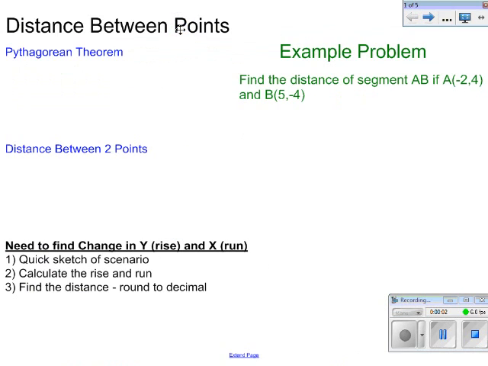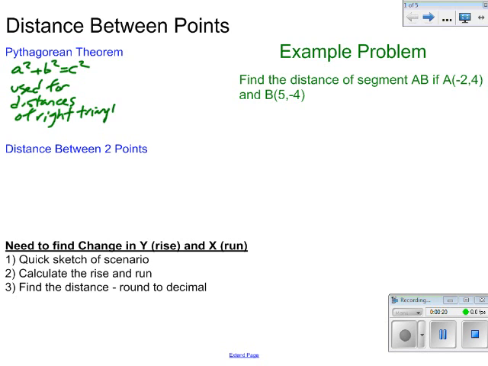Alright, today we're going to learn about how to find the distance between points on a coordinate plane. Now, when you're finding the distance, always remember to think Pythagorean theorem. This is used to find the distance for right triangles. Again, the Pythagorean theorem is a squared plus b squared equals c squared. Remember that c is always the longest side, which is called the hypotenuse, and it's across from the right angle.